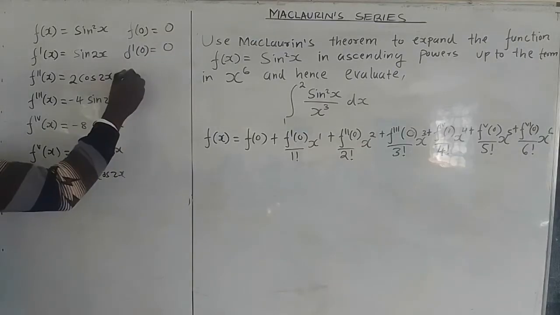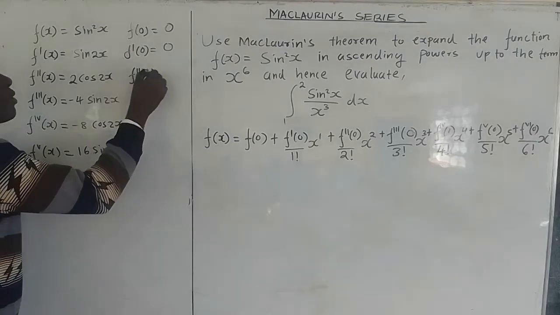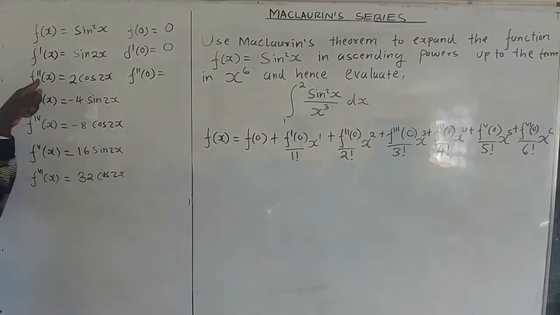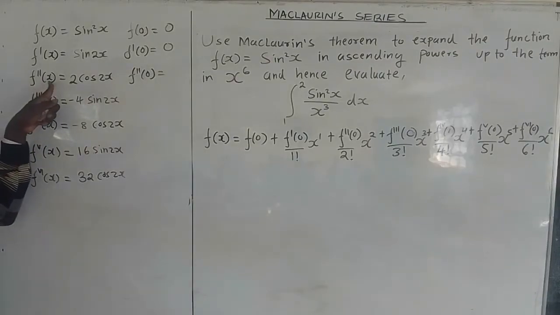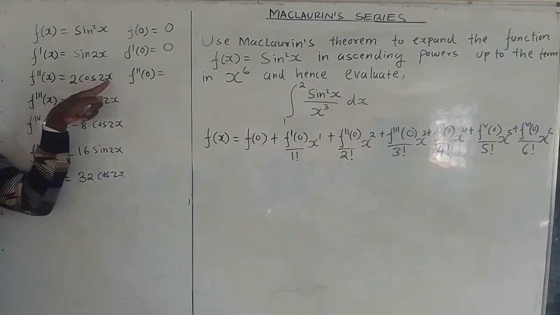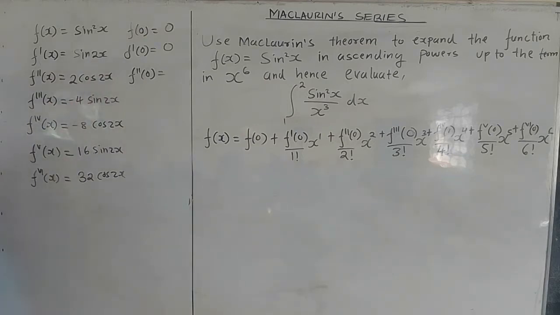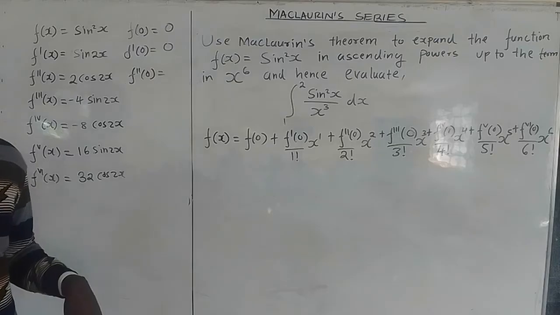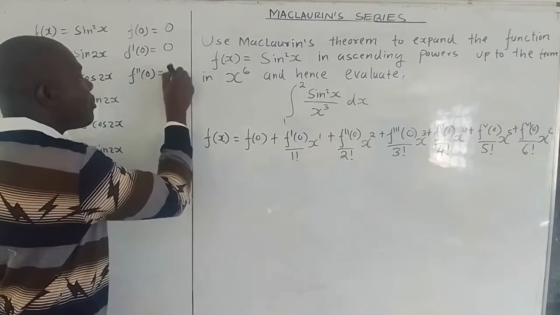Then you move to f double prime of 0. This term, f double prime of 0. So here we have f double prime of x, meaning where this x we put 0, isn't it? So f double prime of 0 is 2 cos 0. 2 times 0 is 0, isn't it? Are we together? Yes. So what is 2 cos 0? 2 cos 0 is 2. So f double prime of 0 is 2.